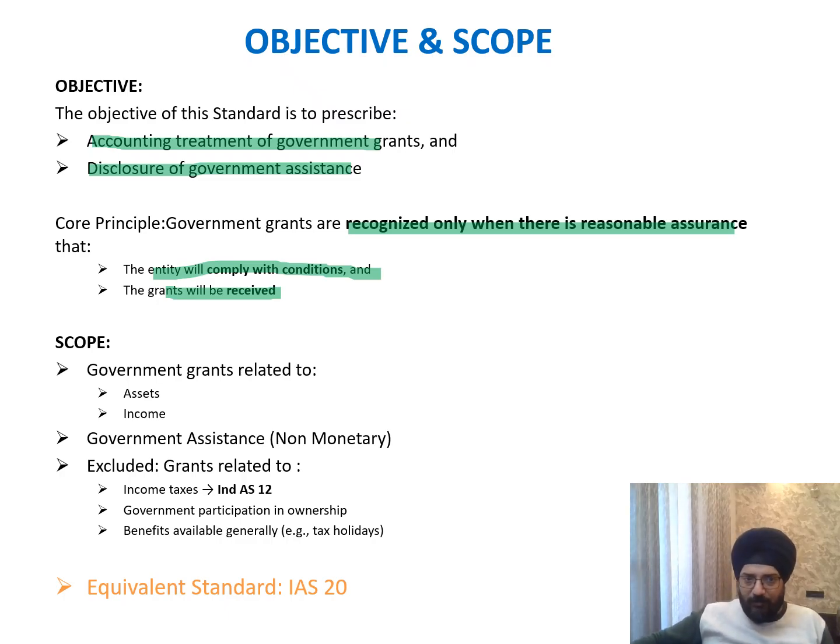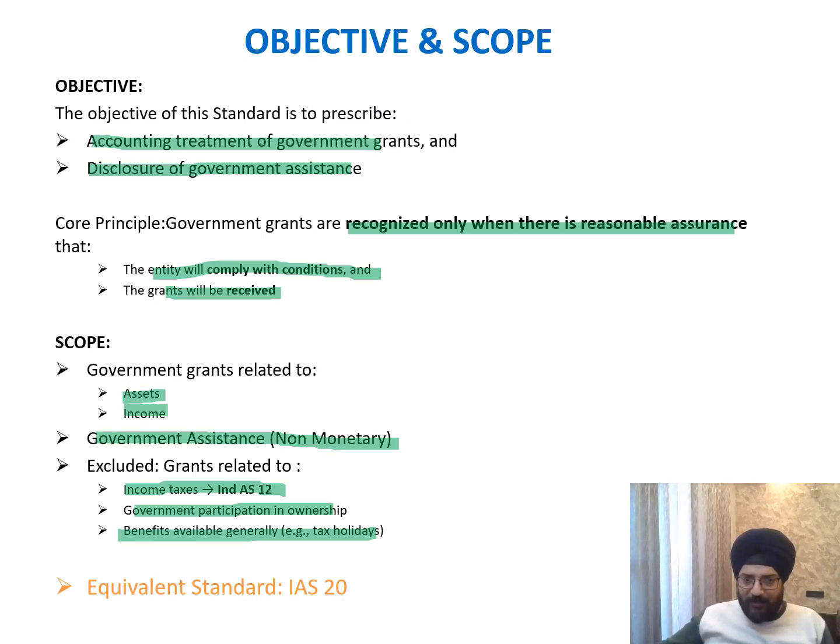When we talk about the scope here, government grants related to the assets and the income are covered here. We'll talk about both these types of government grant in detail in the upcoming slides. It also talks about the government assistance, which is non-monetary, and this is what needs to be disclosed as a part of the objective as well. Excluded items are those related to income tax, IND AS 12, government participation in the ownership, and benefits available generally, for example tax credits. So these are exclusions from the government grants.